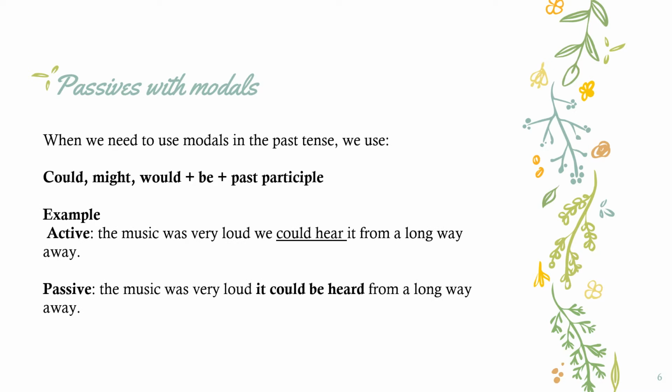When we need to use modals in the past tense, we use could, might, or would plus be plus the past participle. Example, the music was very loud, we could hear it from a long way away. The passive form of this sentence is the music was very loud, it could be heard from a long way away. Notice that could is followed by be and the past participle form of the verb here, which is heard.